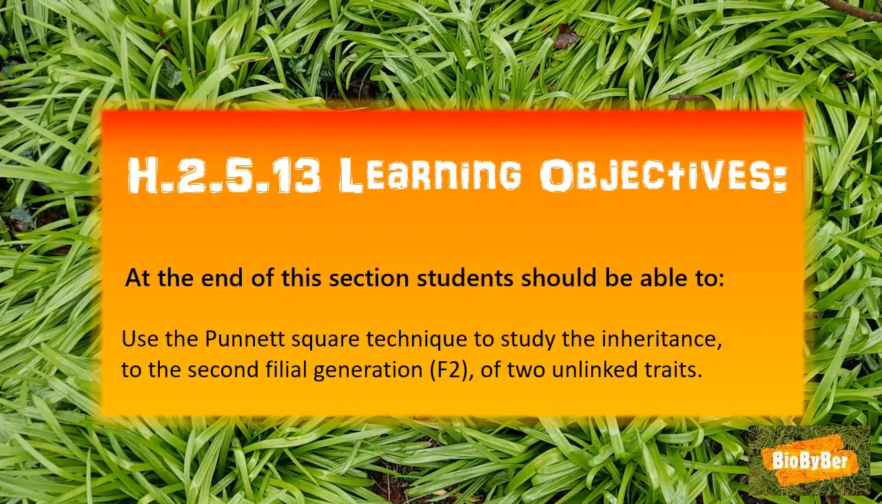Now that we have reached the end of our lesson, have we achieved our objective? Can you use the Punnett square technique to study the inheritance to the second filial generation, F2, of 2 unlinked traits?